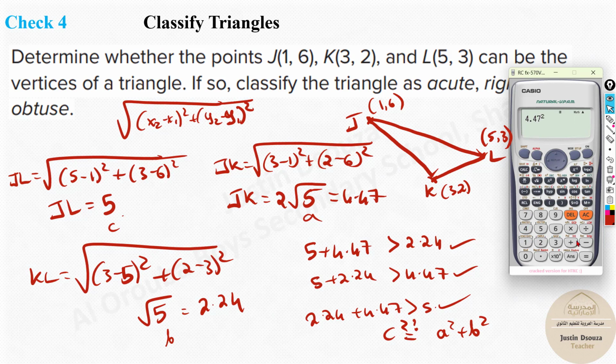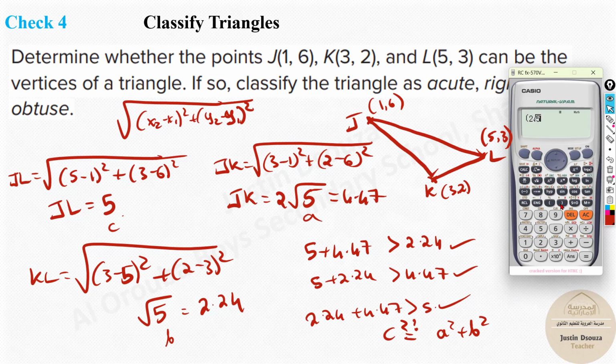4.47 squared plus 2.24 squared. What is the answer? 24.9985. It's very close to 25. 5 squared is 25. Why I'm not getting 25 is because I did not use the exact values. So in such cases, use the exact value, if it's very close to 5 squared. 5 squared is 25. When I square these two and add them, I should get 25 to be a right angle. So let me double check this.